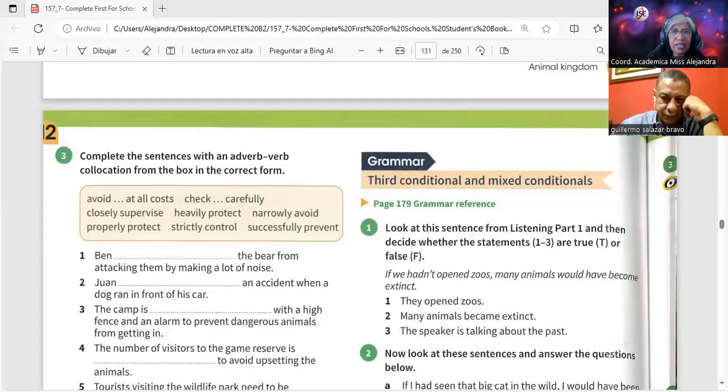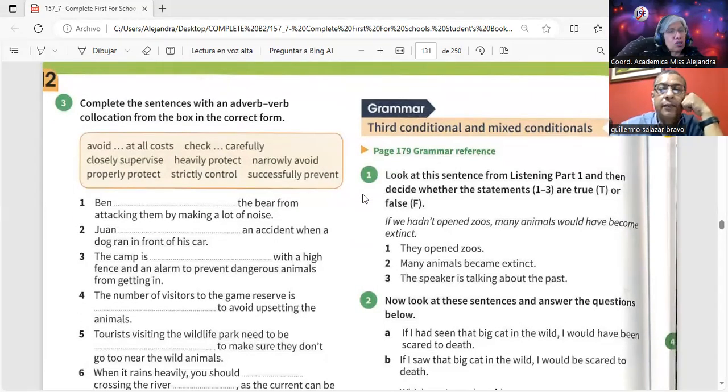Okay, now it's recording. Today we're going to work with the verbs we studied last class: prevent, check, avoid, etc., but combined in collocations. We have adverb verb collocations with the verbs avoid, check, supervise, protect, control, and prevent. So we have avoid at all costs, check something carefully, closely supervise, heavily protect, narrowly avoid, properly protect, strictly control, and successfully prevent.